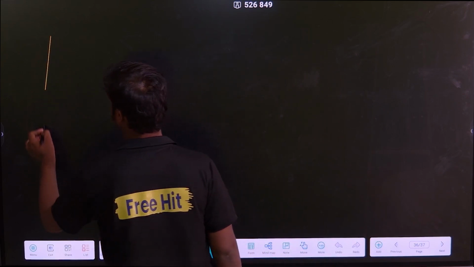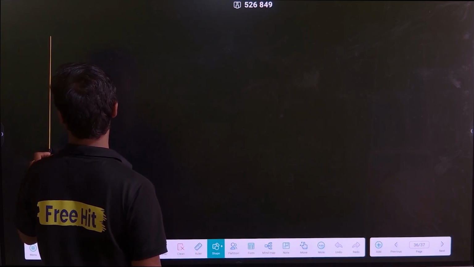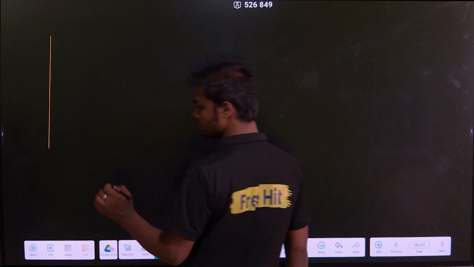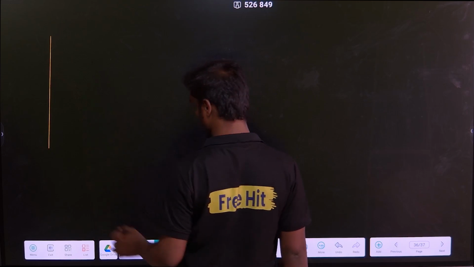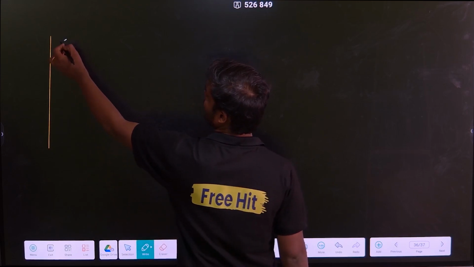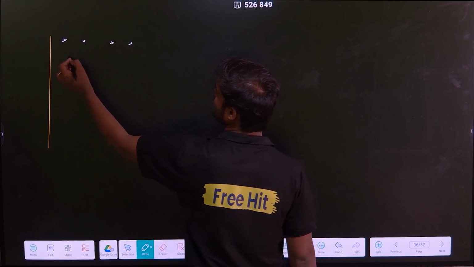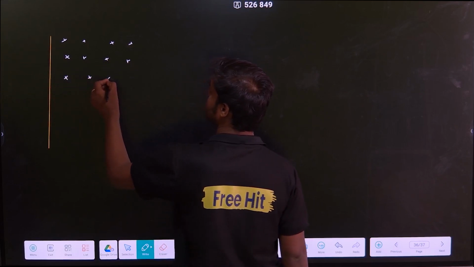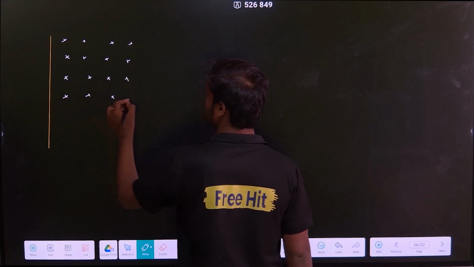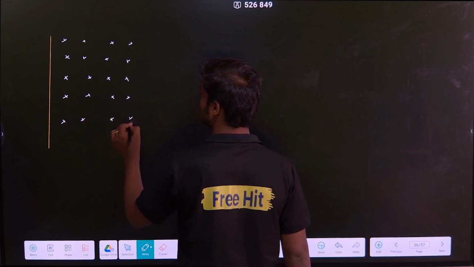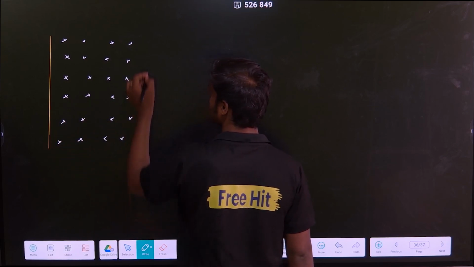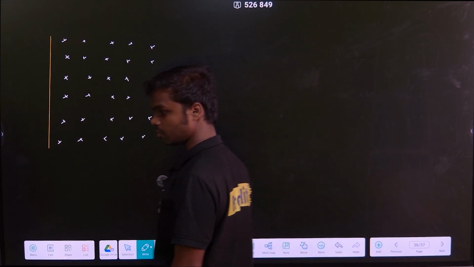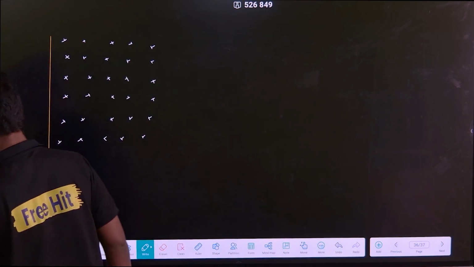Suppose there is a boundary. This is my boundary, and the magnetic field is present only in this region of the boundary. There is no magnetic field in this other region. This complete region is full of magnetic field, and the direction is inside.